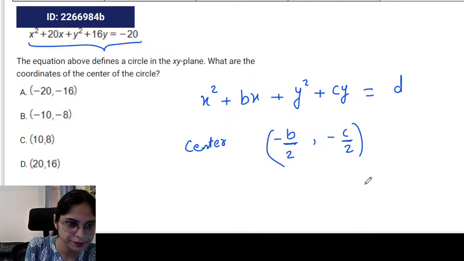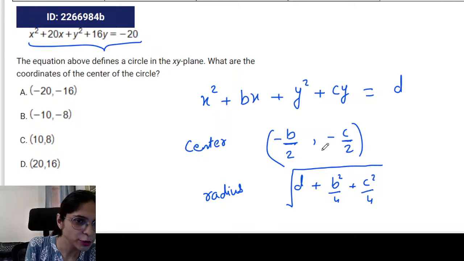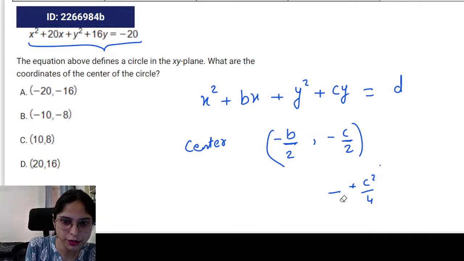And your radius is going to be the square root of d plus b squared over 4 plus c squared over 4. Now you don't have to remember this if you know how to complete the square. The center you can remember, but the radius I won't recommend you to remember. So I will also not write the formula, because it's an easy process. Without remembering also you can do it.